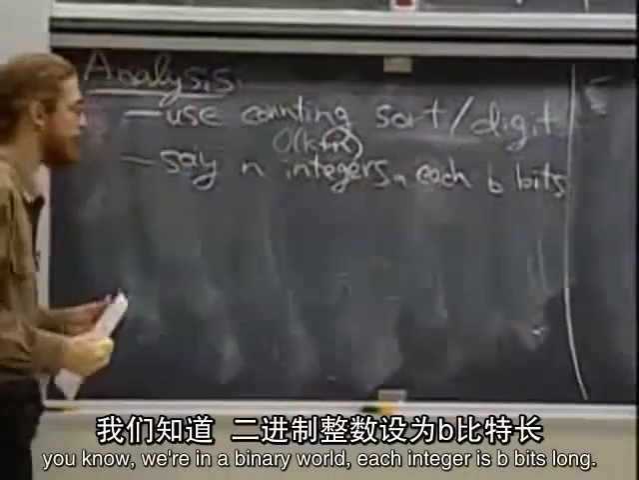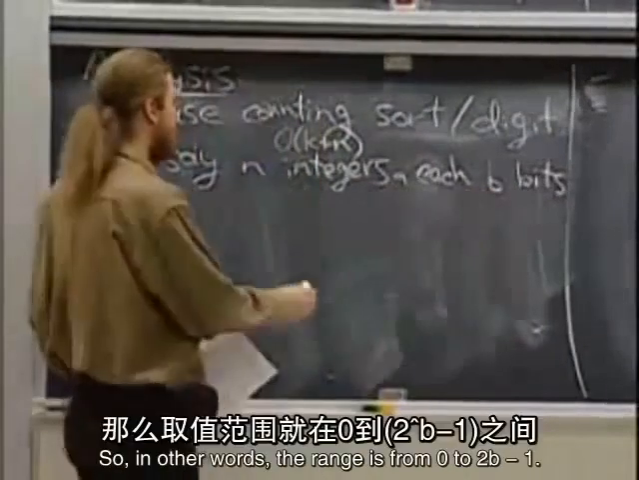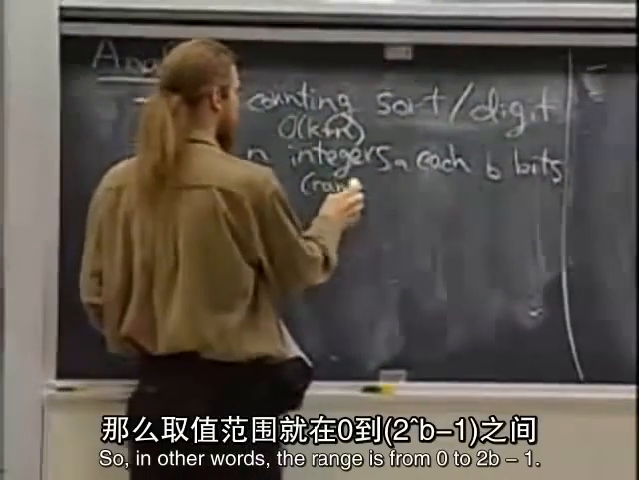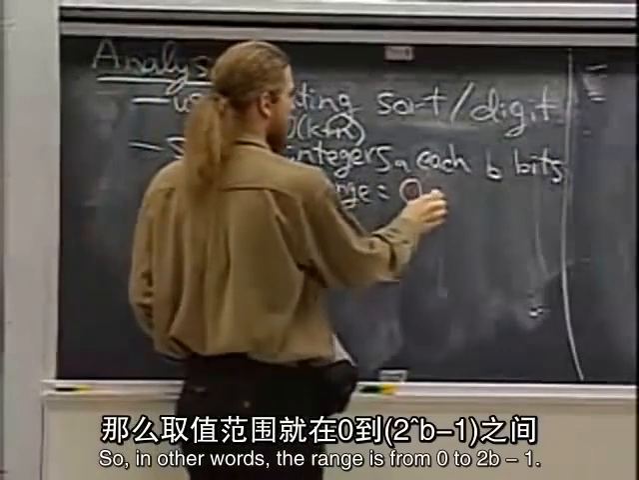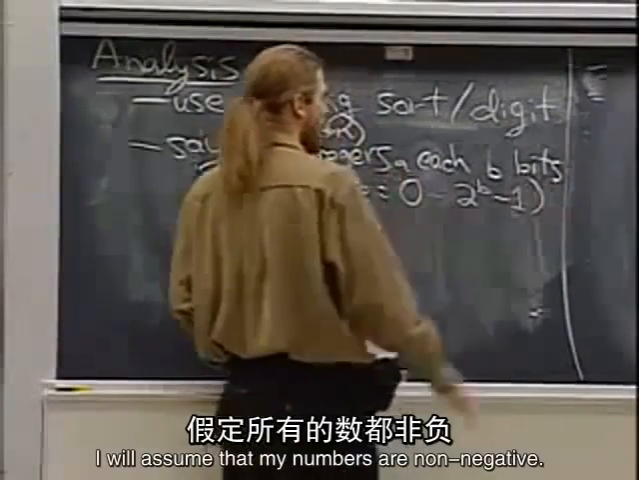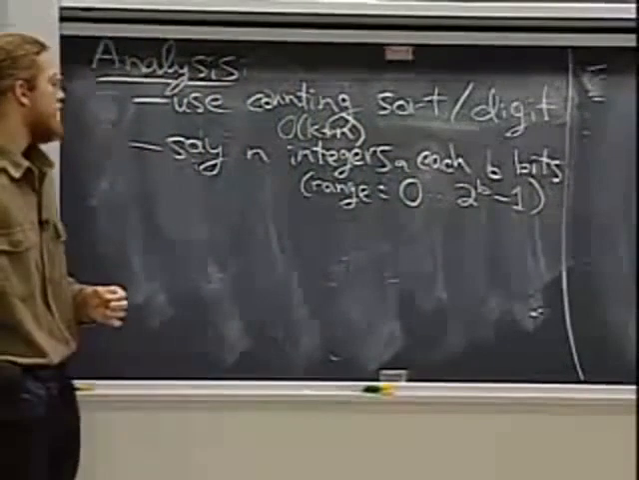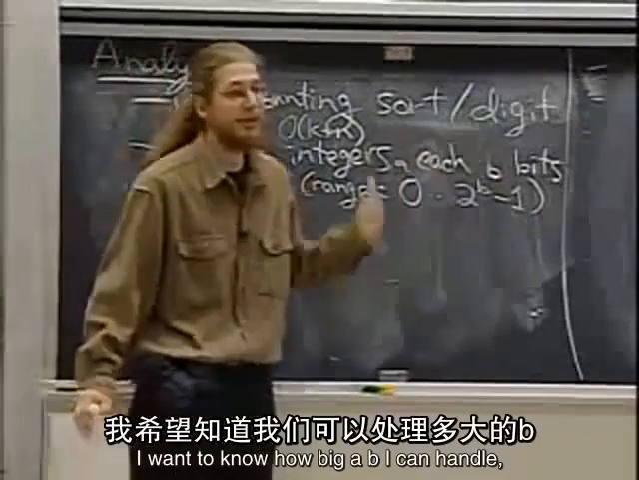Let's say, in a binary world, that each integer is b bits long. So in other words, the range is from 0 to 2 to the b minus 1. I'll assume that my numbers are non-negative. Doesn't make much difference if they're negative too. Okay, so I want to know how big a b I can handle.